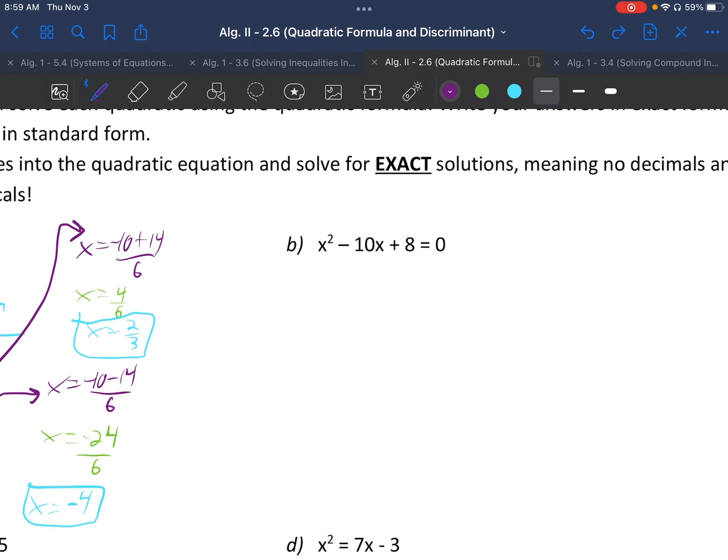Letter B, x squared minus 10x plus 8 equals 0. It's already equal to 0, so we just identify a, b, and c. A is 1, b is negative 10, c is 8. I would encourage you to try to do as many steps as you can without watching the video first, and then coming back and watching the video after you write the step down.